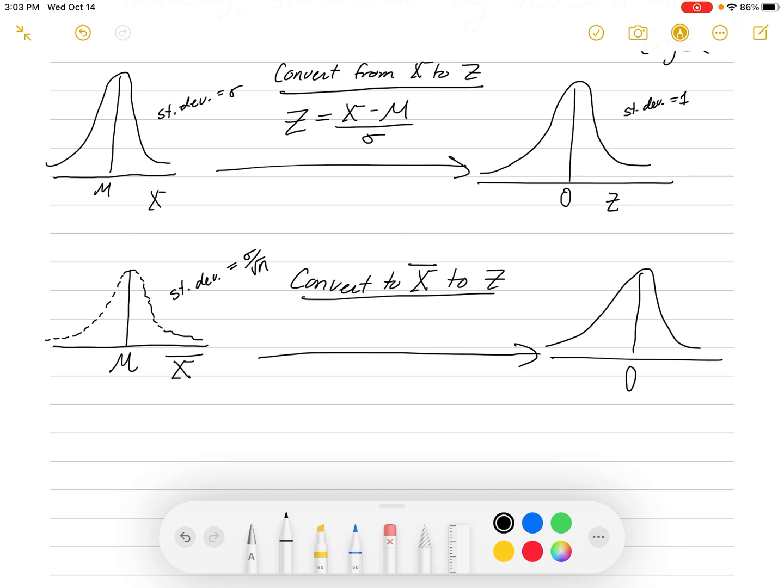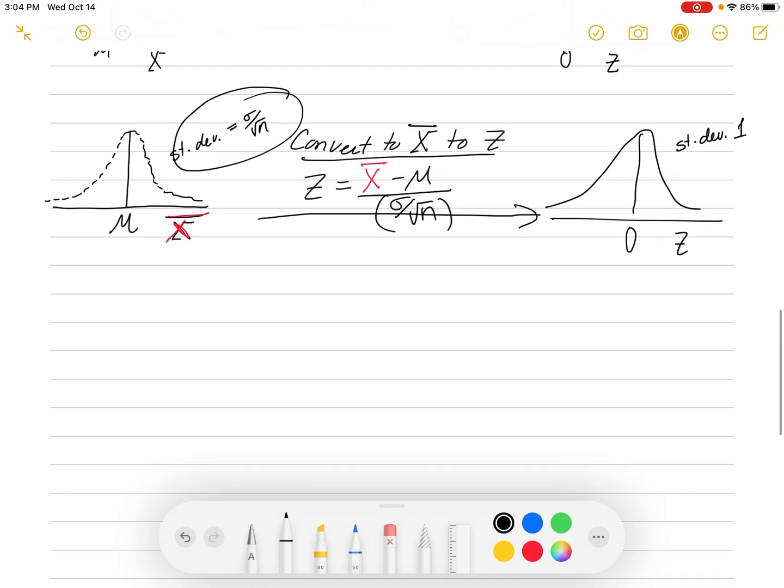So the mu is going to convert over to a 0. X bar is going to convert over to a z-score. And the standard deviation is going to get converted over to 1. So what formula should you use? Well, you're going to use z equals, instead of x, you're going to have x bar, right? That's your variable in this case, rather than x this time, it's x bar. Minus your mean. What's your mean? It's still mu. And divided by your standard deviation. This time your standard deviation is not sigma, right? Your standard deviation is sigma over root n, so you're going to have sigma over root n. So this is going to be your formula for converting from a sample mean to a z-score.